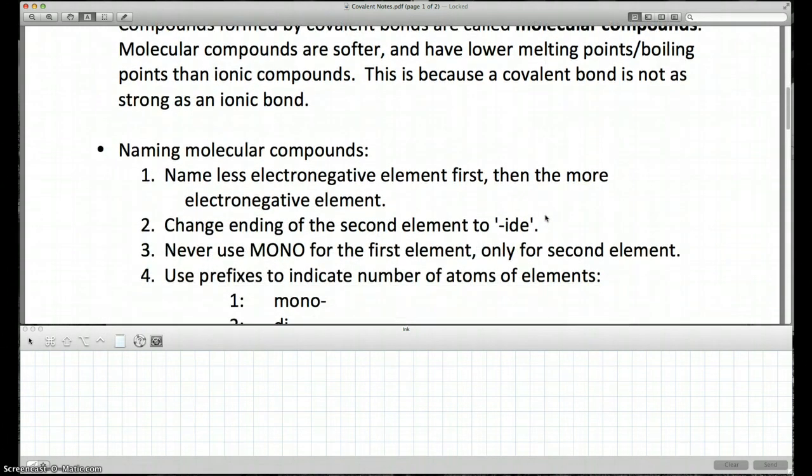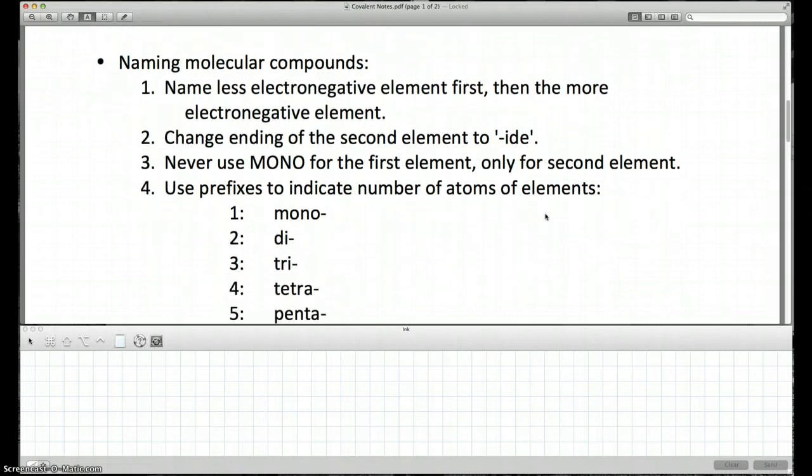And here are the rules for naming molecular compounds. If you print out these notes, highlight number 3. This is one of the most missed aspects of naming molecular compounds: people want to use mono for the first element. And this will make more sense once we get to it.